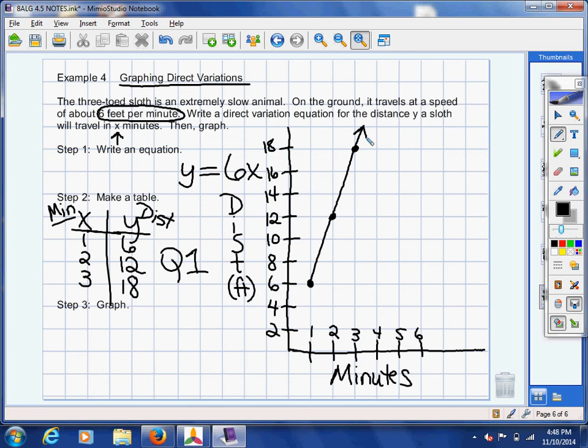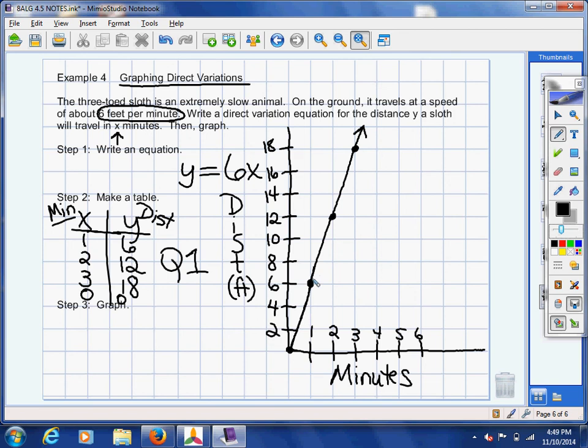Now, I told you in the first example, when I was introducing the concept of direct variation, that these types of lines always go through the origin, okay? Does it this time? Well, let's plug it in. Let's plug in a 0. If x is 0, what's 6 times 0? You're right, that's 0. So yeah, it definitely goes through the origin. There's our line.